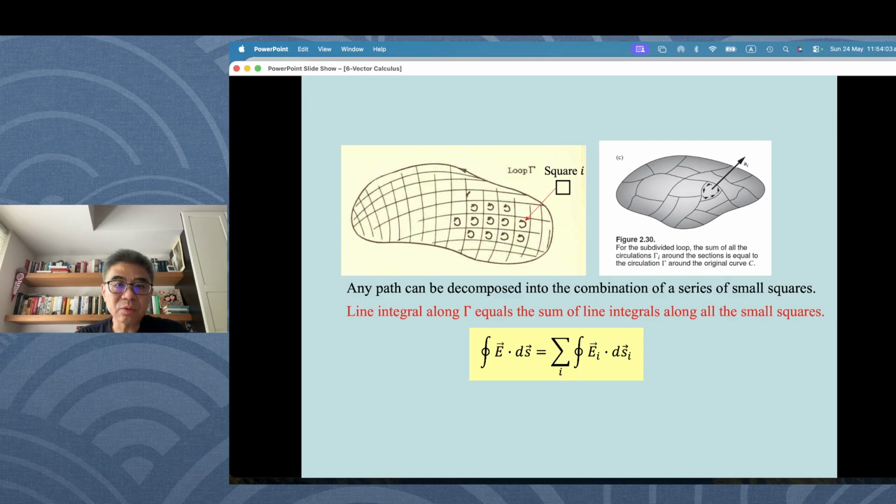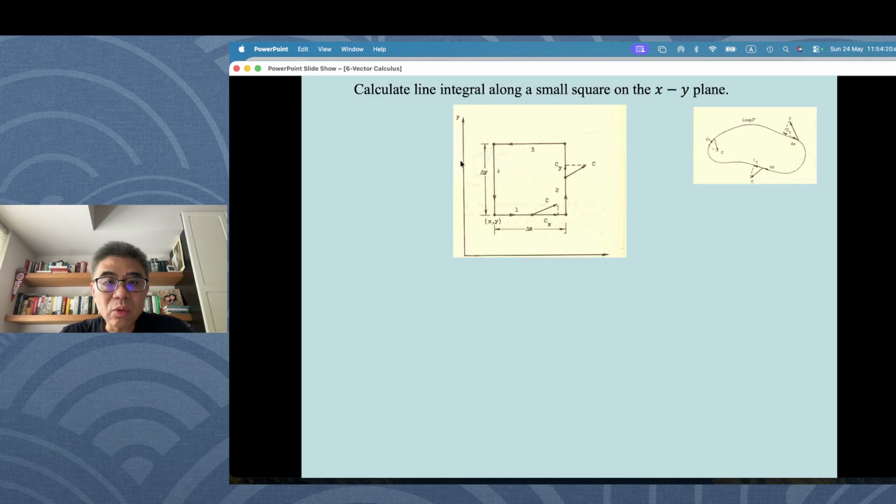It's a very useful observation we'll use in the next couple of transparencies. But first, I would like to calculate the line integral along this square. And so let's consider a very small square on the xy plane. So this is on the x-axis, y-axis, and there's a very small square. The edge lengths will be delta x and delta y.